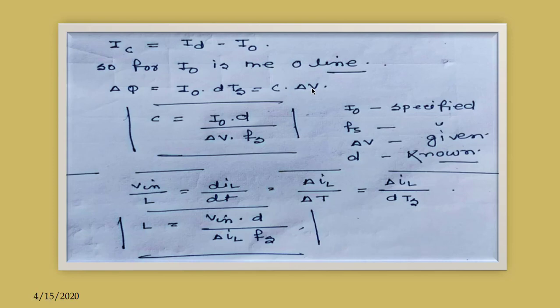Okay, because we know Q equals C dV by dt. So you can write del Q equals I0 DTS equals C into del V. So from here we can simplify. We will get C equals I0 into D by del V into Fs, because Ts equals 1 by Fs. So all these values are given, so you can easily calculate this value of capacitor.